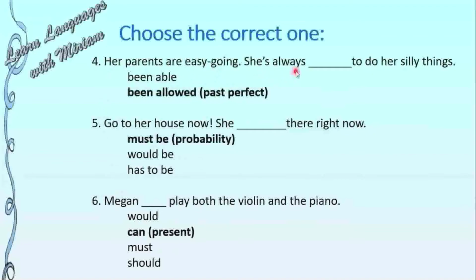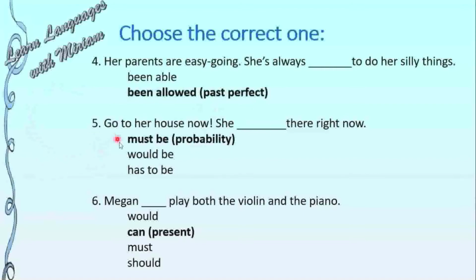4. Her parents are easygoing. She's always blank to do her silly things. So here, what happens? The correct answer is being allowed. In the past perfect. This one, being able, is the whole verb, to be able to do something. But here, we have to write it in the past perfect because here we have she has. She has always been allowed. So we need past perfect, we need allowed with ed.